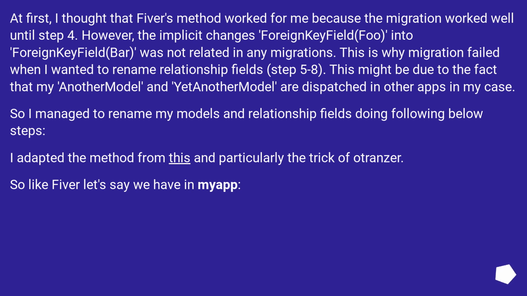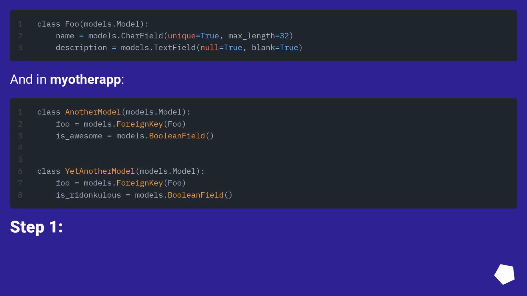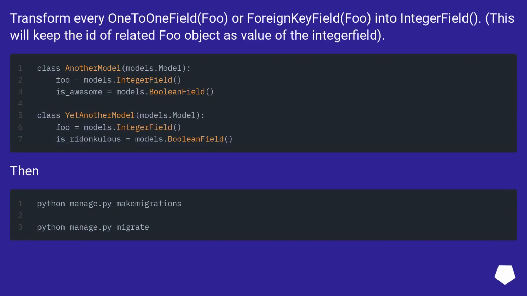I adapted the method from this, and particularly the trick of a transfer. So like Fiverr, let's say we have in myapp, and in myotherapp. Step 1. Transform every OneToOne field Foo or ForeignKey field Foo into an integer field. This will keep the id of the related Foo object as the value of the integer field.